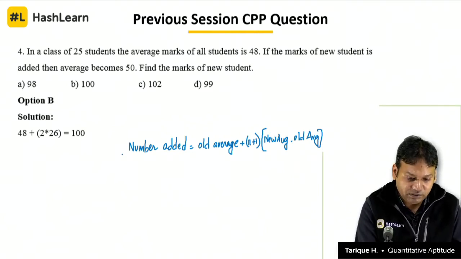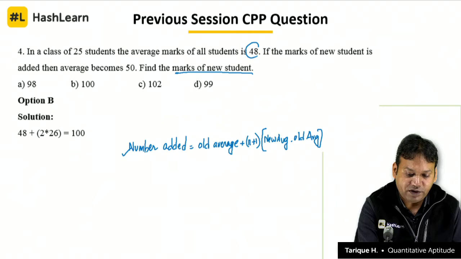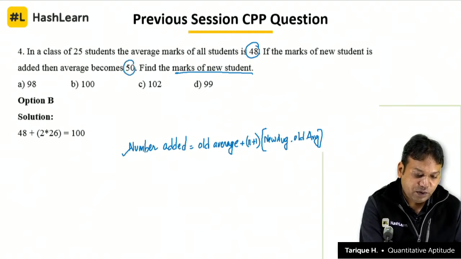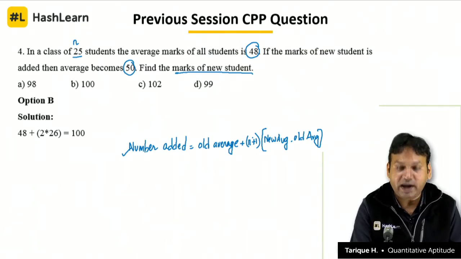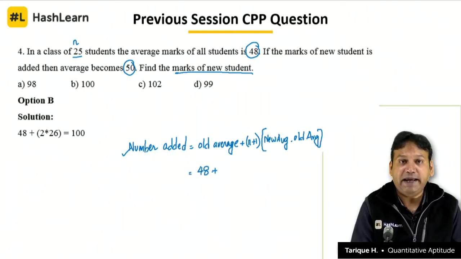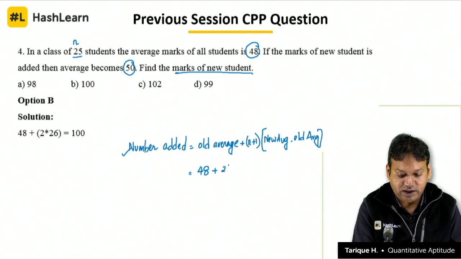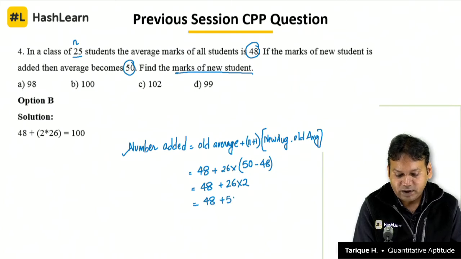So here we are finding out the number added, we are finding the marks of the new student, and what is given to us? The old average is given to us, the new average is given to us, and n is given to us. Earlier n was 25, now it is 25 plus 1, that is why we are doing n plus 1. So old average is 48 plus n plus 1, that is 25 plus 1, that is 26, into the difference of new average minus old average, that is 48 plus 26 into 2, 52 plus 48, that is equal to 100.